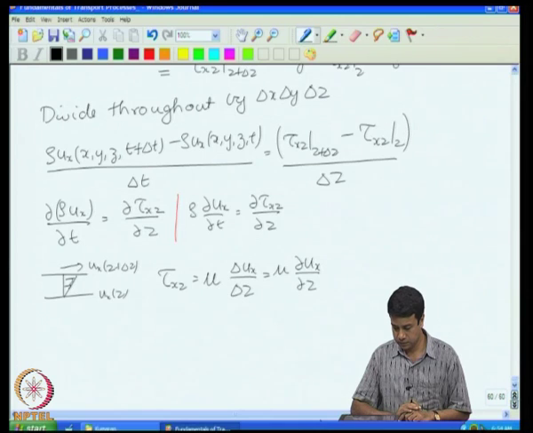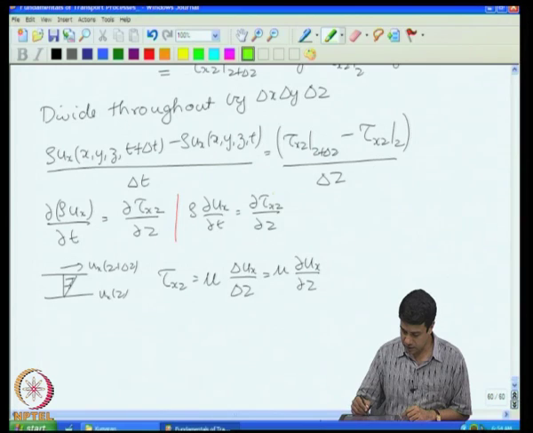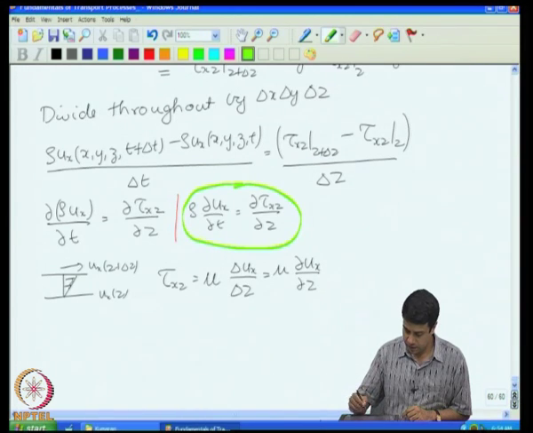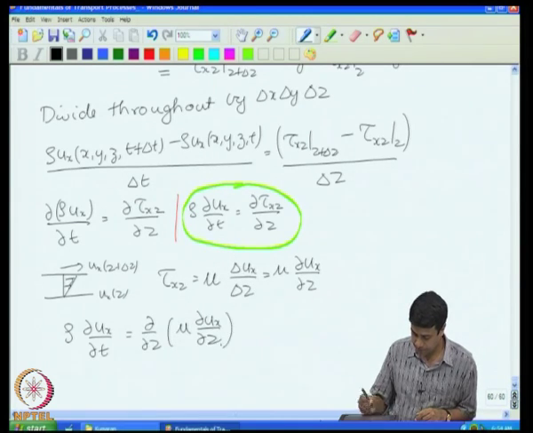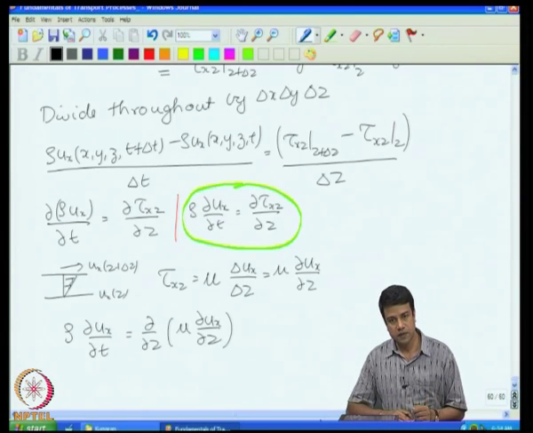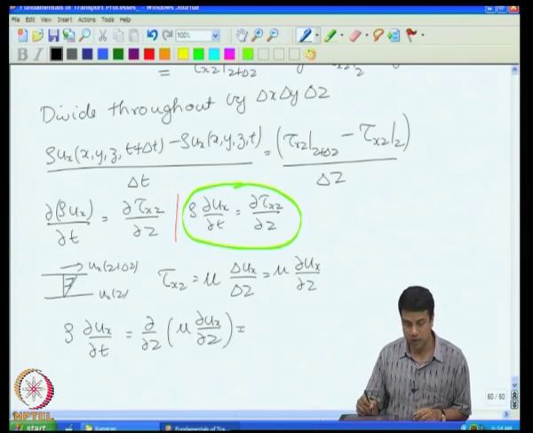So, put that into this differential equation, and you will get rho times dux by dt is equal to d by dz of mu dux by dz. And if the viscosity is not a function of position, if we have a fluid with a constant viscosity, this can also be written as mu times d square ux by dz square.